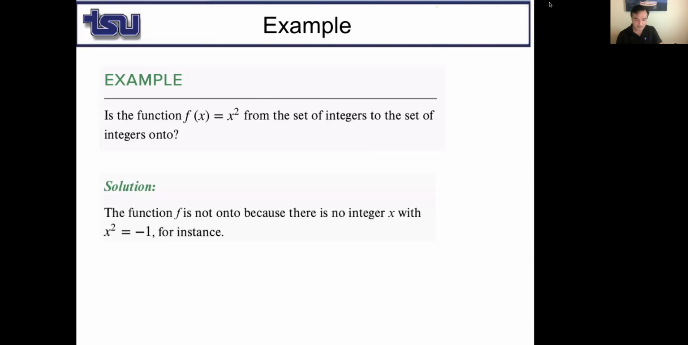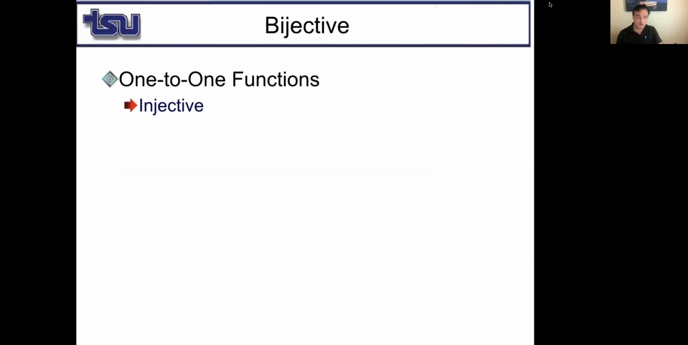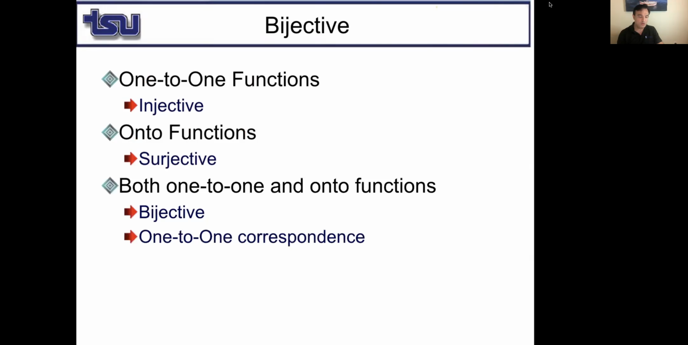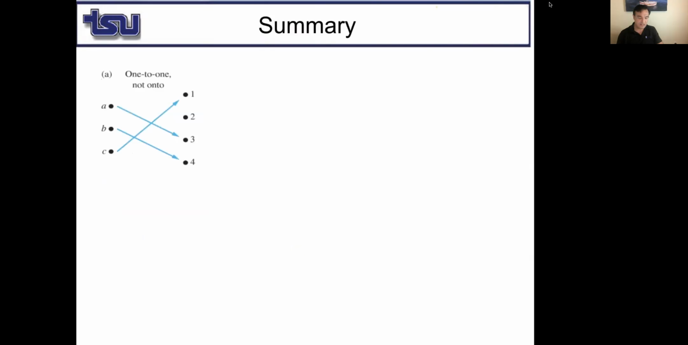So that's why it is not one-to-one. So we said that one-to-one functions are injective, onto functions are surjective. We also call, if a function is both one-to-one and onto, we call it bijective or one-to-one correspondence, okay? So basically, look at this example. This is one-to-one, but not onto.